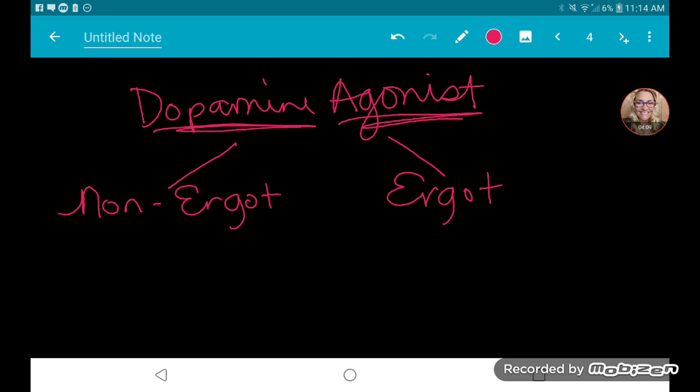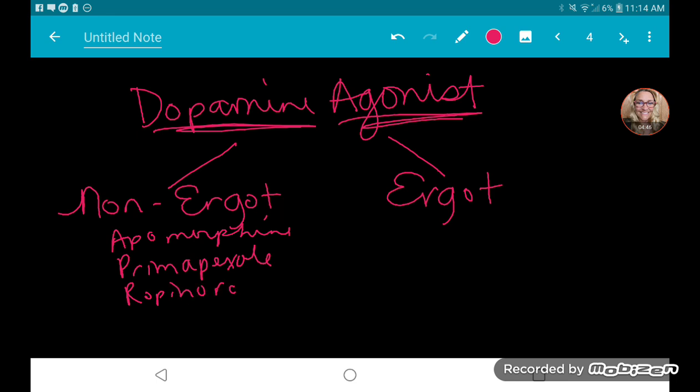The non-ergo derivatives, non-ergo dopamine agonists, can you list them from memory? If you said apomorphine, pramipexole, ropinirole, and rotigotine, you are correct.